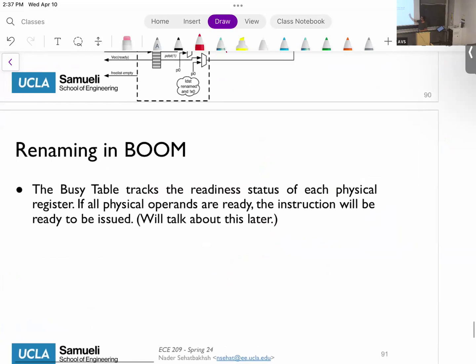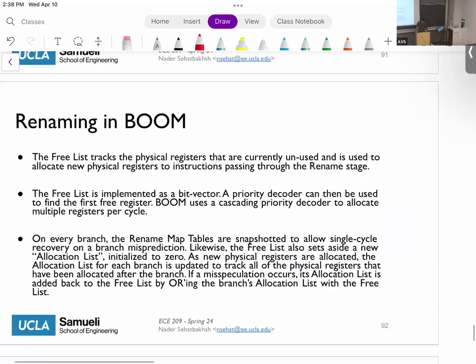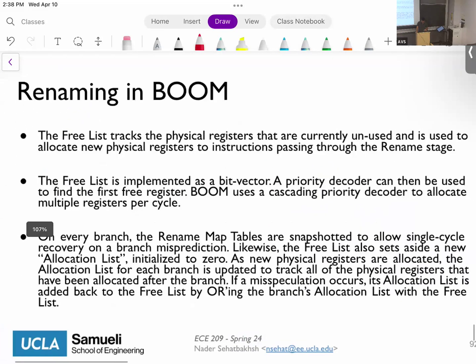And then another thing that the busy table will help you with is that next week when we start talking about scheduling, we need to know when is the time for registers to move forward to the execution unit, and this busy table tells us when that happens. So this is the story of next week when we're talking about scheduling. So yeah, these are some details.